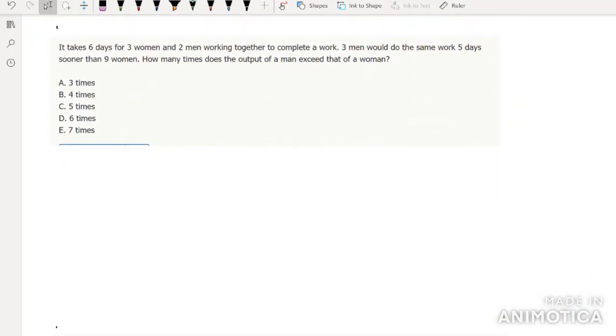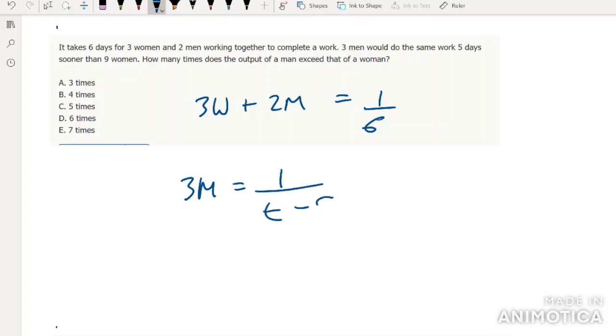It takes 6 days for 3 women and 2 men working together. So 3 women plus 2 men equals 1/6. 3 men would do the same work. So 3 men equals 1/(T minus 5), where T is the amount of time it takes 9 women. And effectively, we just want to find out what a man is and what a woman is.